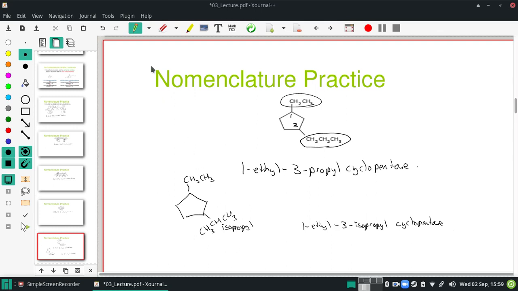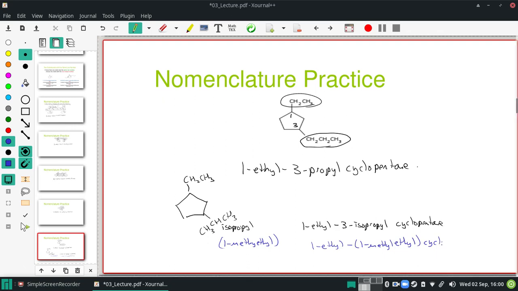The other way of naming that, I'm going to put this in blue ink. So the complex substituent, this would be a methyl ethyl, 1 methyl ethyl as a complex substituent. Since that's alphabetized by the M, it could also be called 1 ethyl, 1 methyl ethyl, cyclopentane.